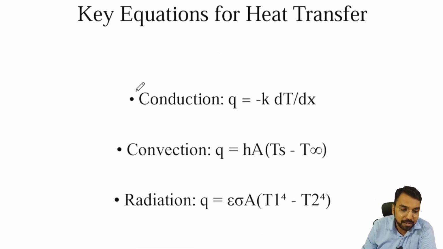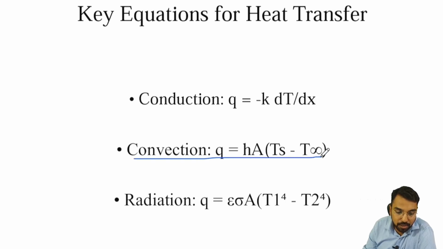Okay, so there are key equations for heat transfer that we are going to see in detail in further lectures, but right now you just go through them. For conduction we use Fourier's law: Q is equal to minus k dT by dx. For convection we use Newton's law of cooling, where Q is equal to h A (Ts minus T infinity): h is the convection heat transfer coefficient, A is the surface area, Ts is the surface temperature, and T infinity is the ambient or surrounding temperature. So it is governed by Newton's law of cooling.